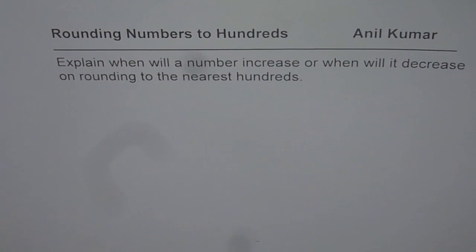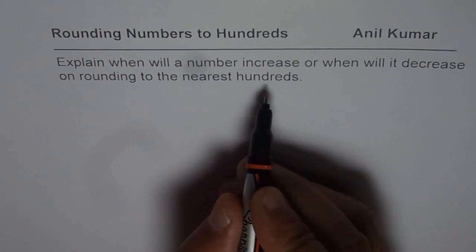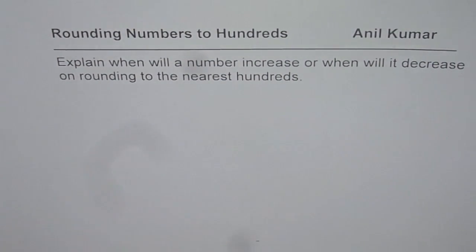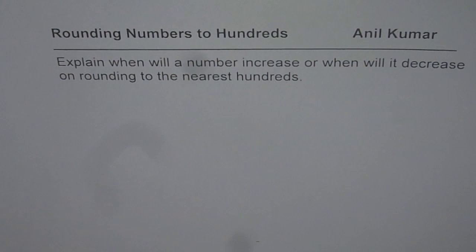The question is, explain when will a number increase or when will it decrease on rounding to the nearest hundreds, right? So you need to explain the condition when a number increases on rounding to nearest hundreds or the number decreases when you round it to nearest hundreds. You can pause the video, answer the question, and then look into my suggestions. Let me take few examples to explain this.